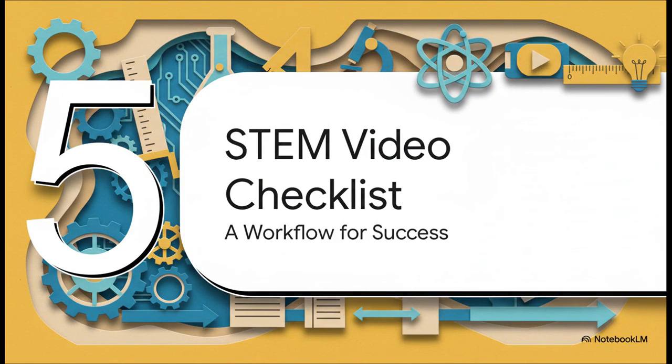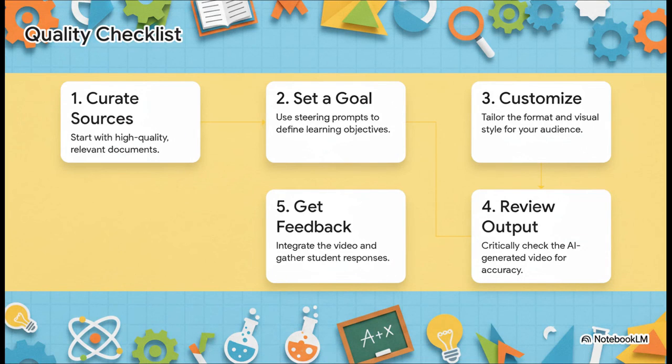Okay, to pull this all together, let's look at your STEM video checklist. This is basically a simple workflow for success that'll make sure you're not just using a cool piece of tech, but creating a genuinely effective teaching resource. It's a 5-point quality checklist. Number 1, curate high-quality relevant sources. We talked about that. Garbage in, garbage out.